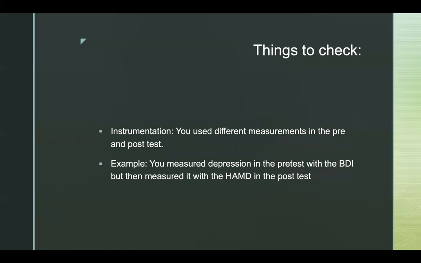Instrumentation. This is where, for some reason, you use different measurements in the pre and the post test. I don't know why somebody would do that, but I guess sometimes people have done it enough so that this is now on the list of things to check for internal validity. So for example, let's say you measure depression in the pretest with the Beck Depression Inventory, the BDI. But then at the post-test, you decide that you want to measure it with the Hamilton. And so then you have two different measures in the pre and the post-test, and instrumentation may create some of the problems. You're not comparing apples to apples.